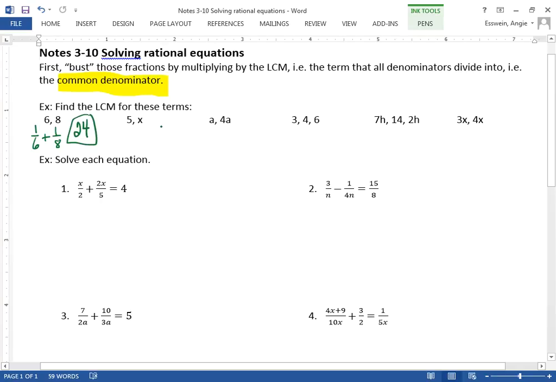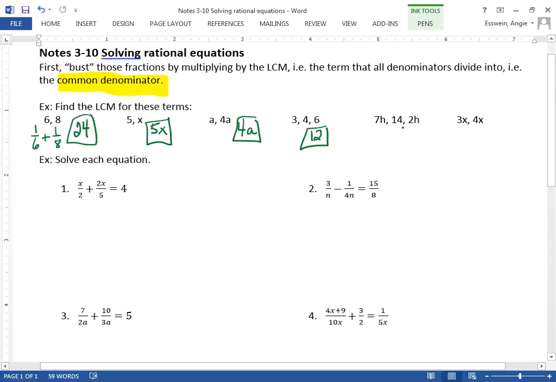So what about 5 and x? What expression will 5 and x both go into? 5x. Yeah. Because the 5 will divide into it and the x will divide into it, and they'll both cancel out. What about a and 4a? Just 4a. Yep. 3, 4, and 6. What's the smallest number? 12. Okay, good. So you have an intuition for how to do this.